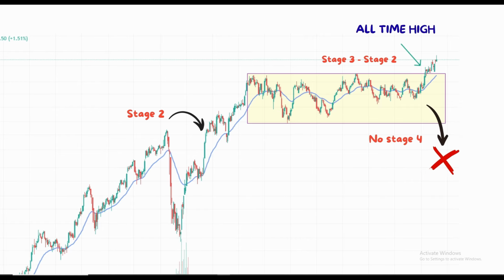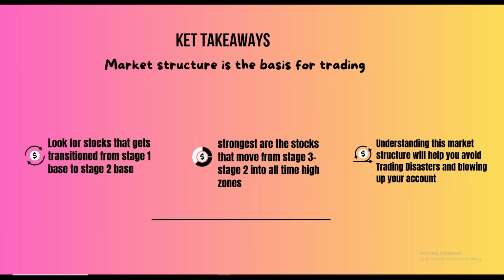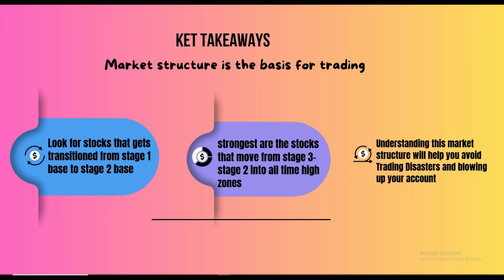So coming to the most important key takeaways of this video: the market structure is the basis of trading, as stocks always move non-linearly. Look for stocks that create transitions from a stage 1 base to a stage 2 base. Strongest are the stocks that move from stage 3 to stage 2 into all-time high zones. Understanding this market structure will help you avoid trading disasters and blowing up your account. So hope all my points were clear for you.